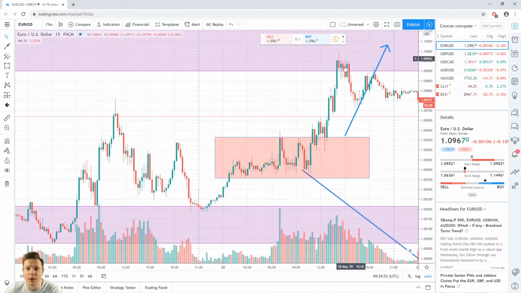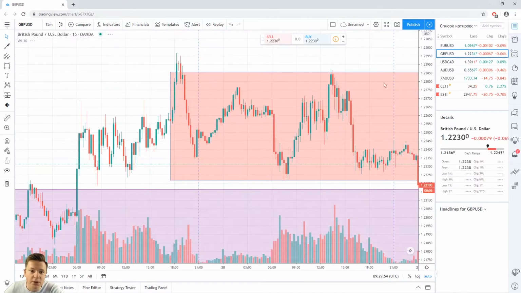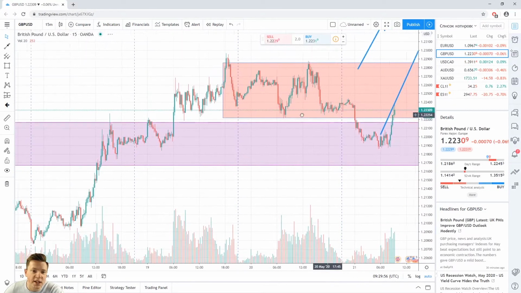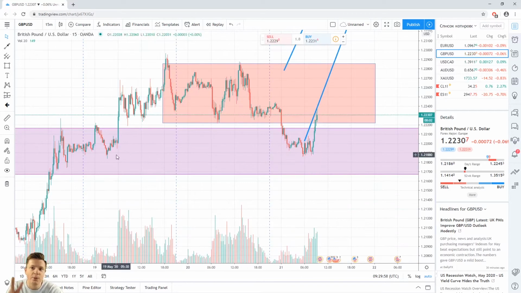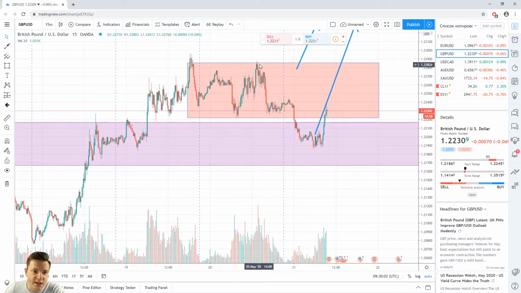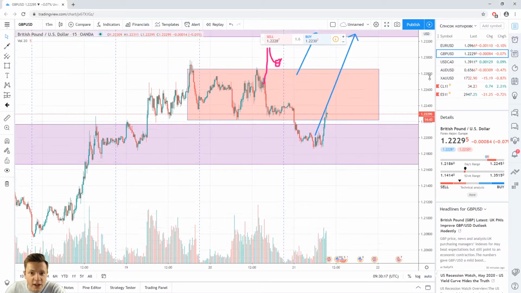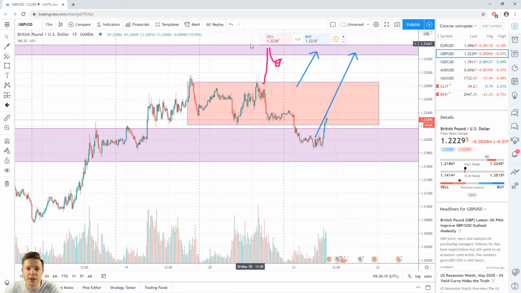target around 1.10 yesterday. Pound USD, in pound USD yesterday, I recommended you two scenarios. My first scenario was price should break this consolidation with impulsive movement. Let me show you. First scenario, price breaks this consolidation with an impulsive movement, pulls back. It will be my entry point. My first target will be around 1.2340. This was my first scenario.